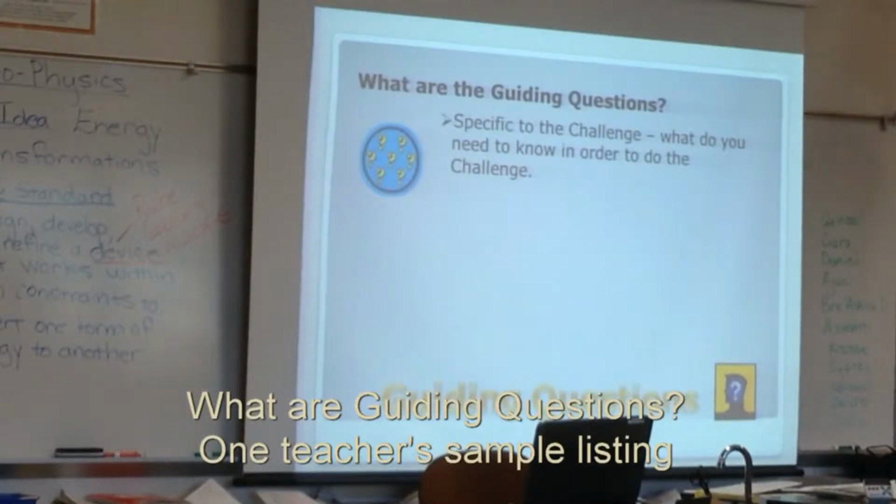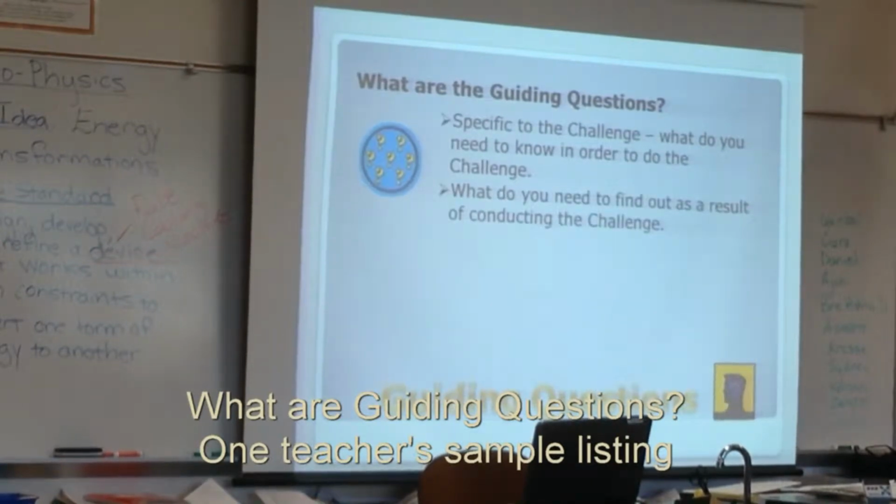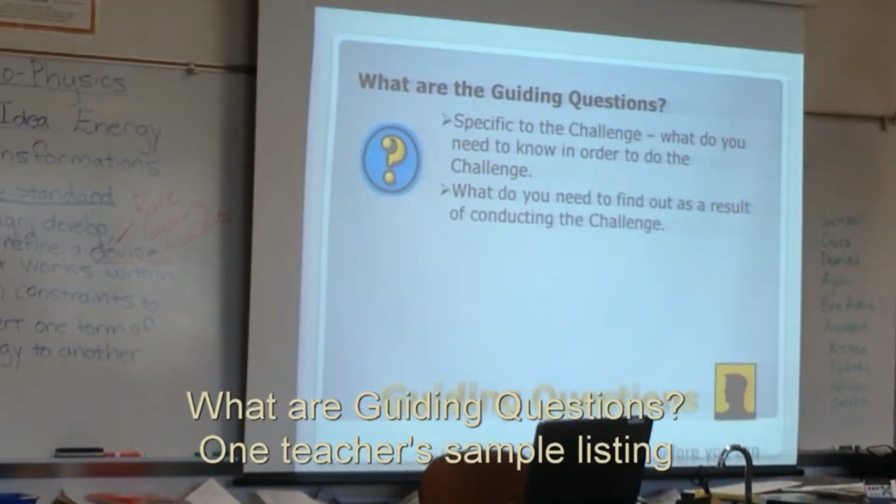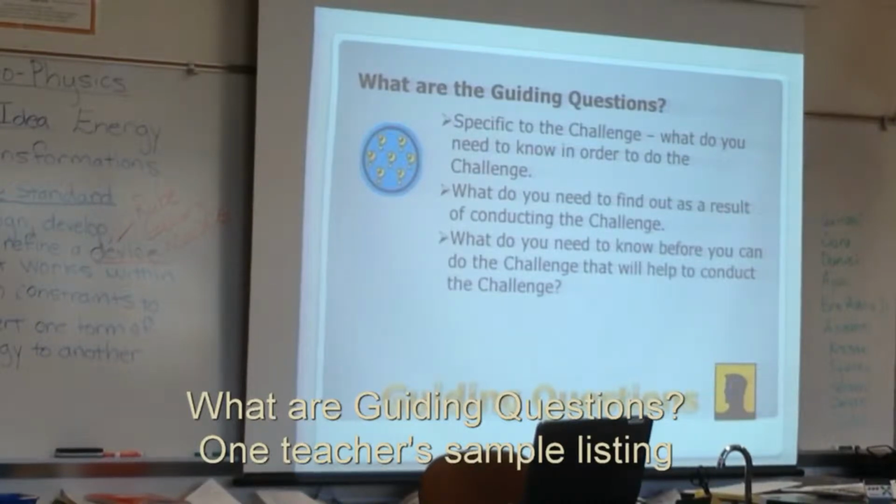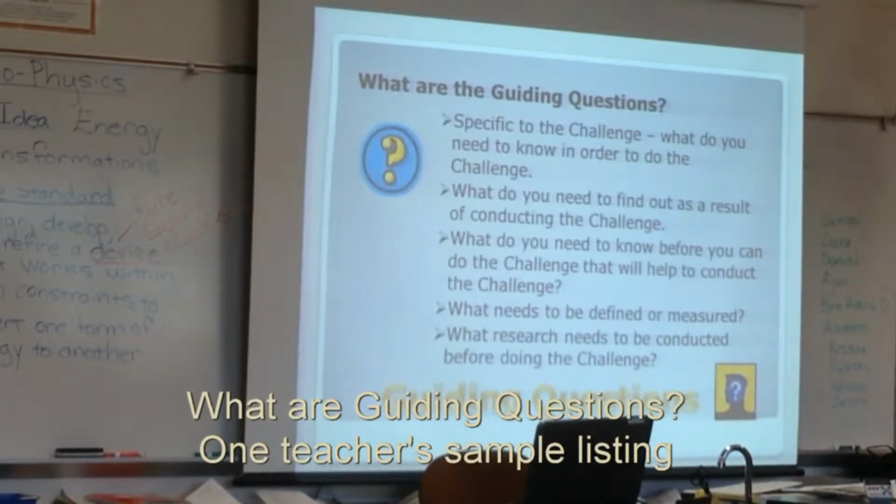So in order to do the challenge, what we need to find out as a result of conducting the challenge, what do you need to know before you do the challenge that will help conduct the challenge, what needs to be defined or measured, and what research needs to be conducted.